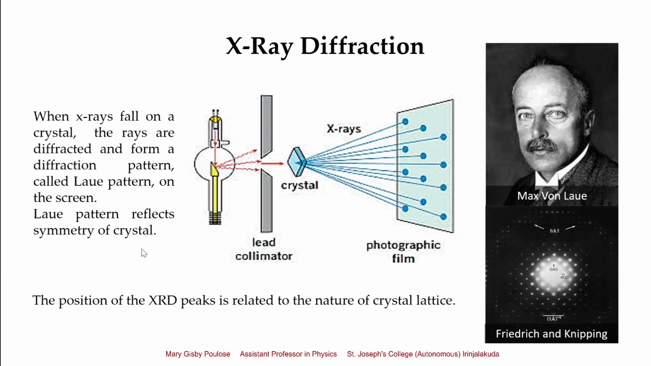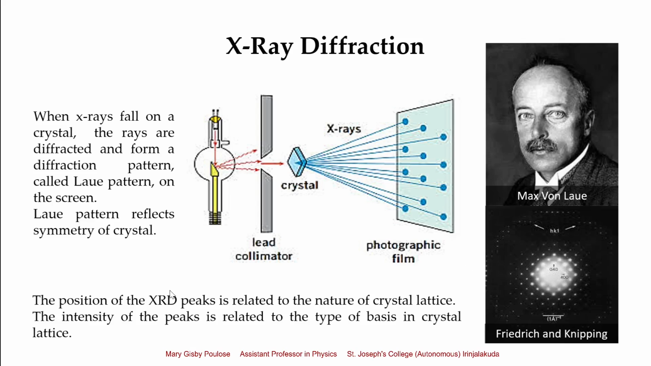Here the position of the XRD peaks, the X-ray diffraction peaks, is related to the nature of the crystal structure or crystal lattice. Here in this pattern we can see that there are spots, right? These are the X-ray diffraction peaks. The distance between these peaks and their arrangement all depend upon the nature of that crystal lattice. It can be cubic, triclinic, orthorhombic, hexagonal. So depending upon that, we have the position of the XRD peaks.